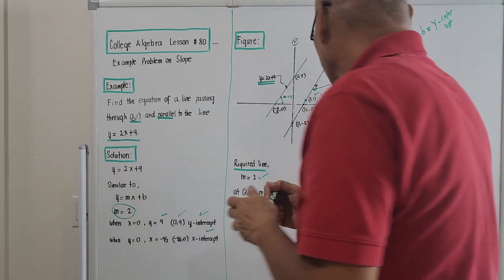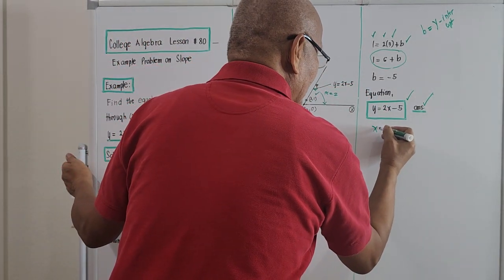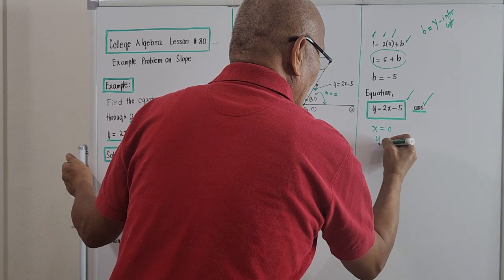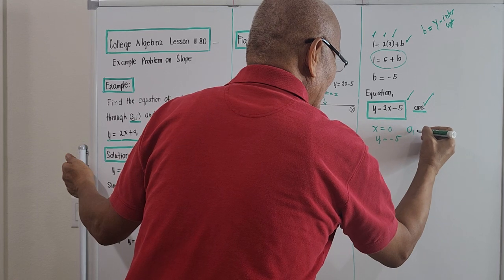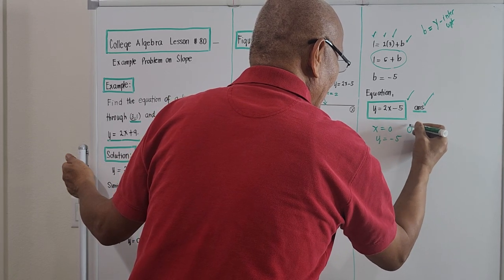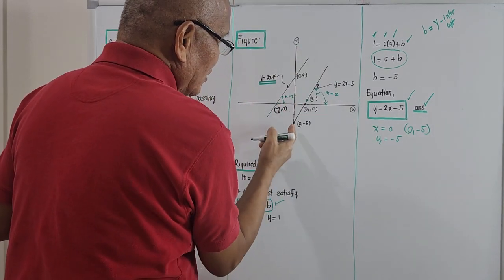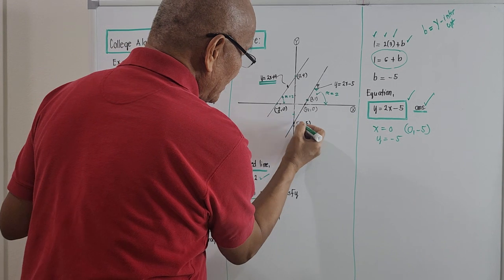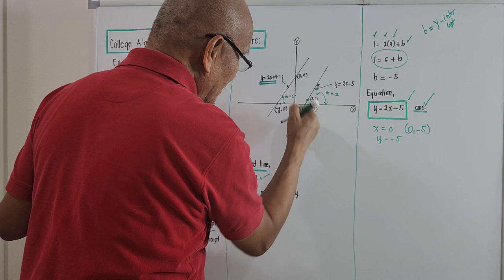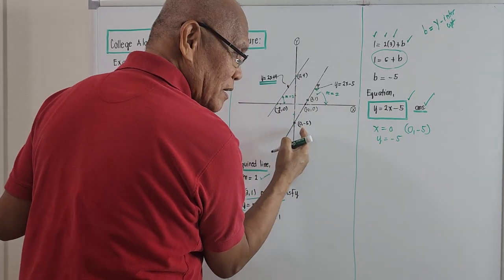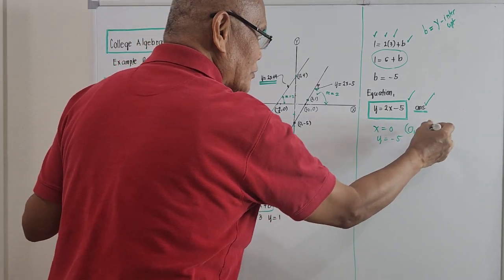And to plot the graph of this one, it's easy. When x is equal to 0, y is equal to negative 5. So the y-intercept is at the location (0, -5). When x is 0, y is this. This is 3, this is 6, this is 5. The required line passes through the y-intercept at this location here, and the coordinates of the y-intercept are (0, -5) as per computation.